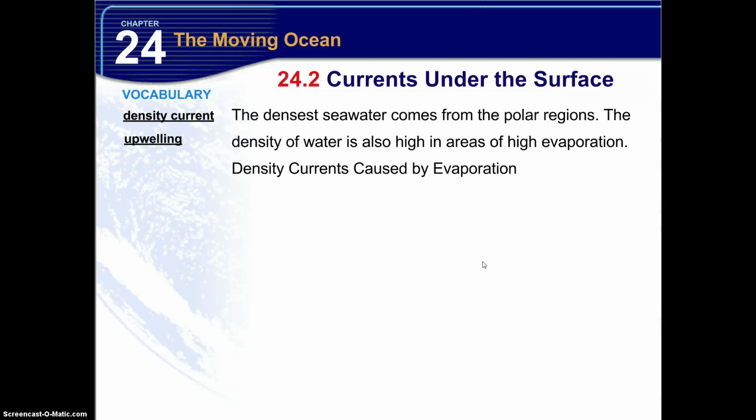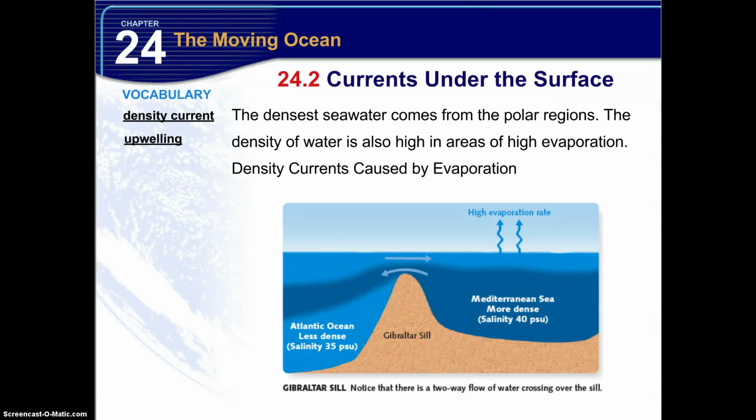Now, the densest seawater comes from polar regions. The density of water is also high in areas of high evaporation. Density currents are caused by evaporation. Now, why is the salinity of the water in the Mediterranean higher than that of the water in the Atlantic? The Mediterranean has a salinity of about 40 psu. The Atlantic Ocean is less dense and it has a salinity of 35 psu.